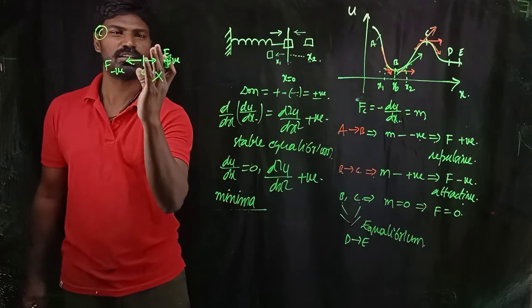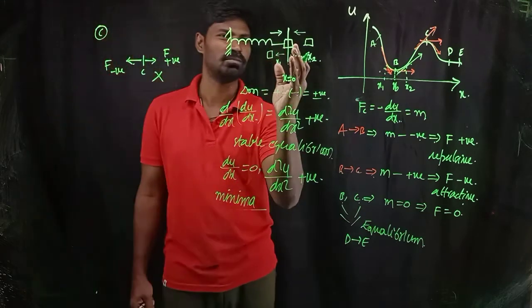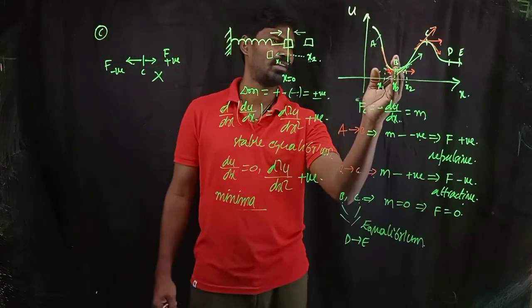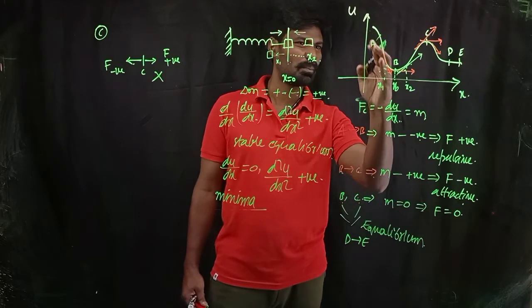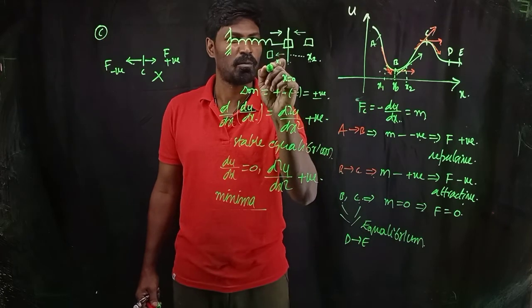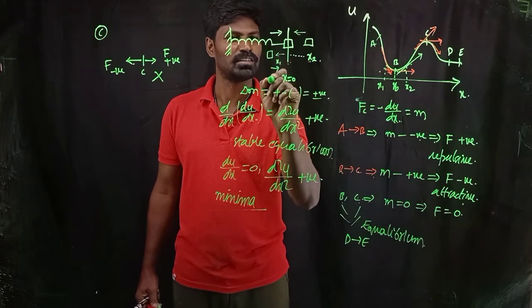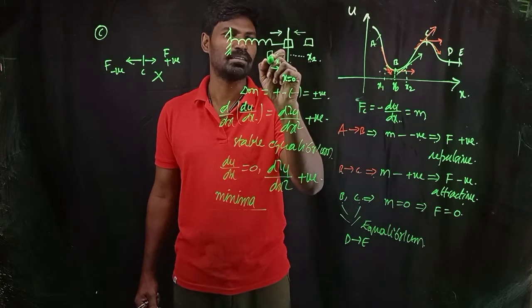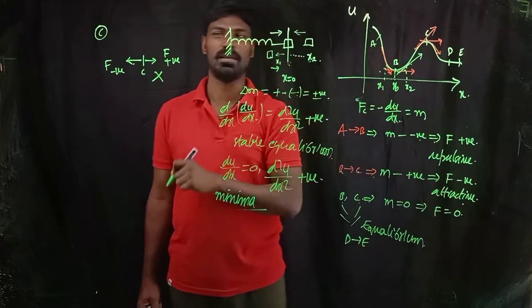Or else, if you displace it to the left direction, what's happening? Slope is negative, which means force is positive. Because of this positive force, the force acting on the body is to the right direction, because of which the body is brought back to the mean position.